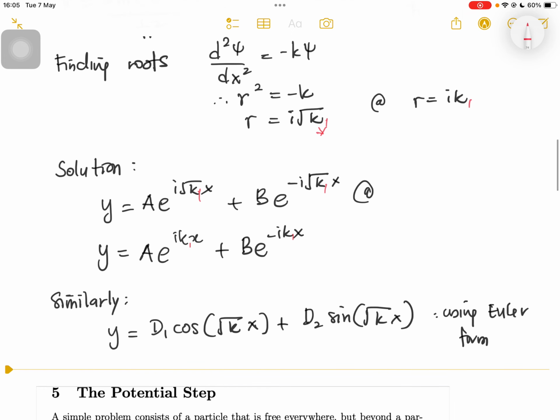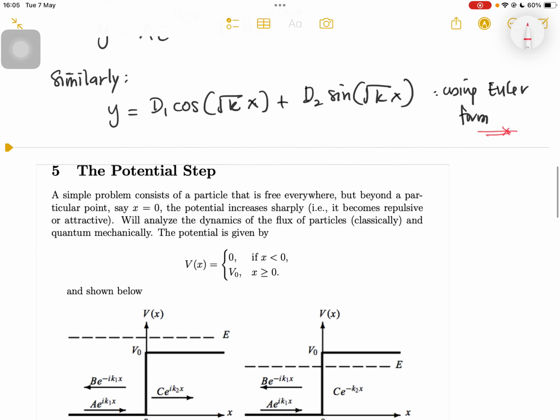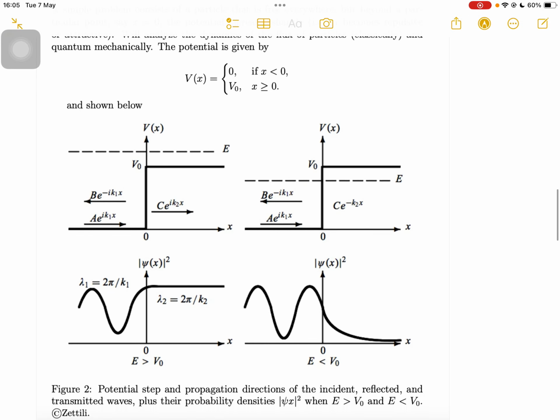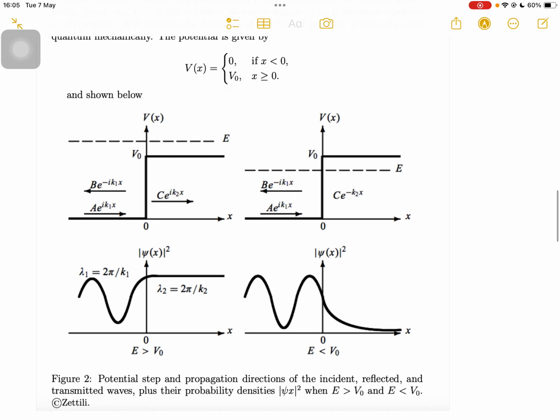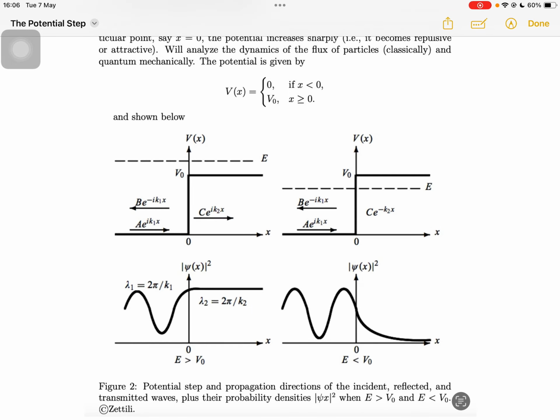Alright, similarly you can rewrite your solutions in terms of cosine using the Euler form. This you can try out later on. Now let's go back to your potential step. So we come back to this region, and usually we have region 1 and region 2. Okay, let's go back to this.